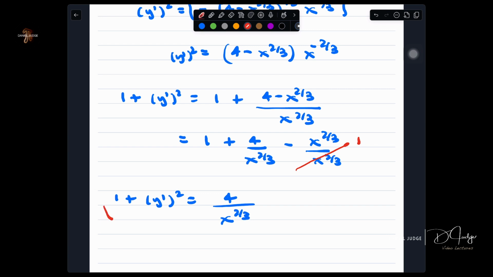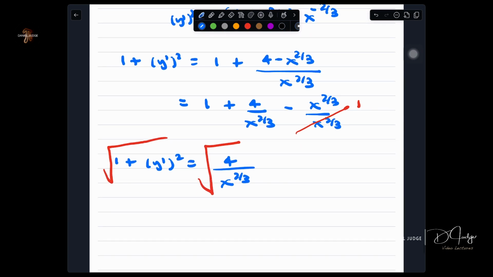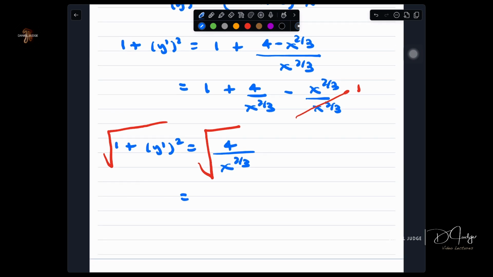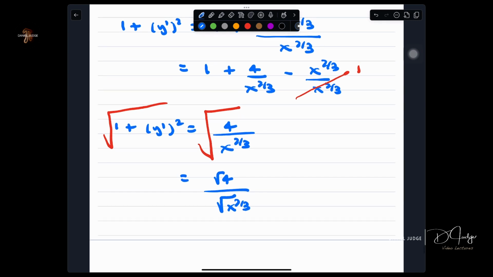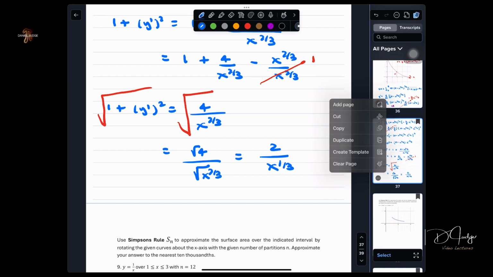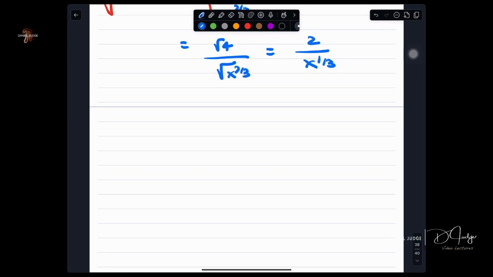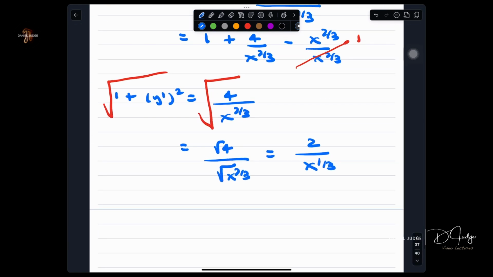Let's take the square root. Now, this will be the square root of 4 over the square root of x to the 2/3 now, which is 2 over x to the 1/3. So we're going to use the fact that the square root of a quotient is the quotient of square roots.